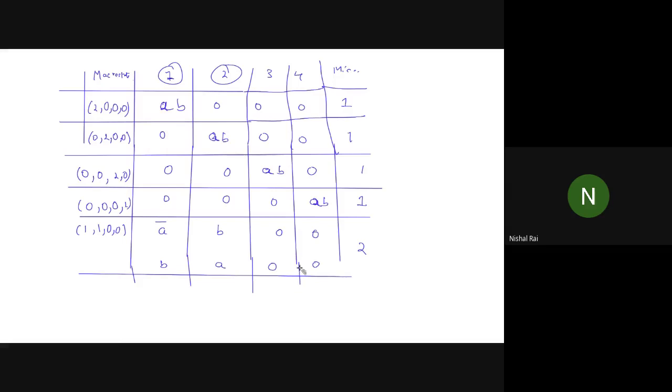Similarly, what is the other arrangement we can have? 1, 0, 1, 0. So it could be either A over here, B over here, or B over here, A over here. So again similarly 2. Clear? This is how you find all the remaining macrostates and corresponding microstates.